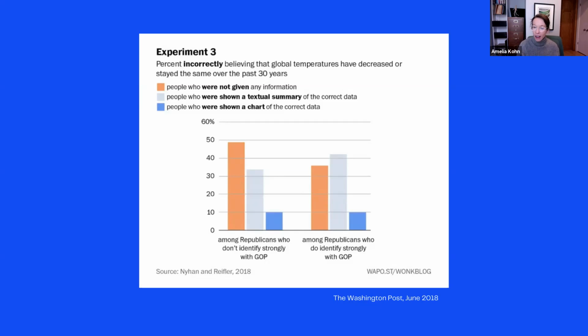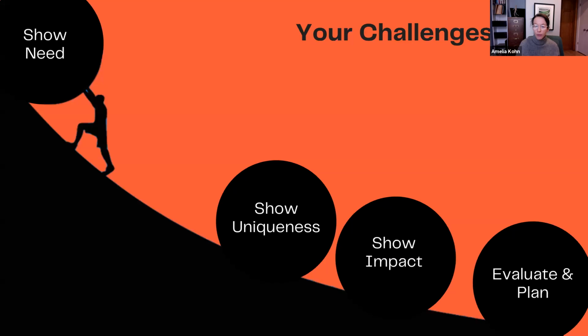And strangely enough, the textual information actually made the perception problem worse for Republicans who strongly identified with the GOP. But the chart really helped to correct that misperception for both types of Republicans, as represented in this chart. And the results were just the same with Democrats. When they were presented with political issues that they might have misperceptions about, charts really helped to correct those misperceptions.